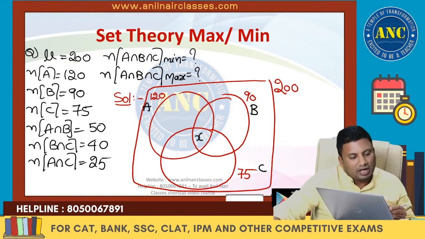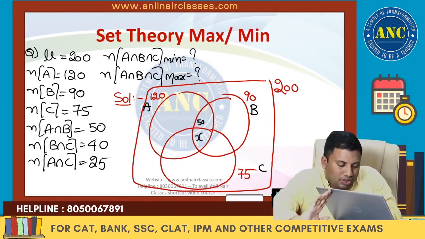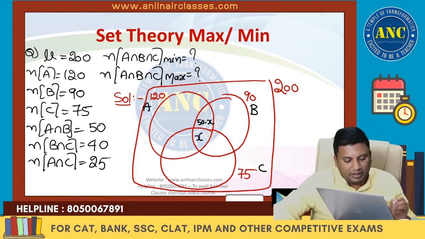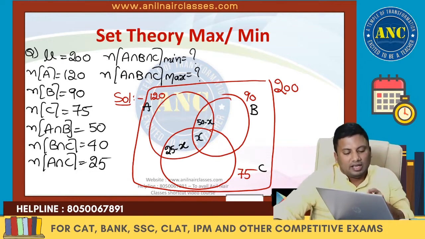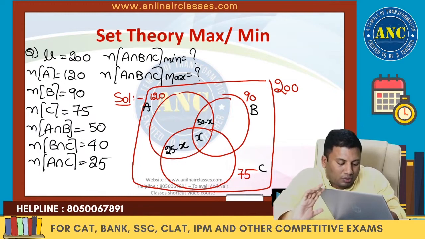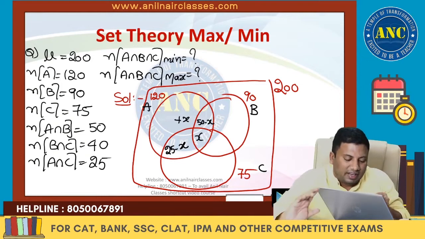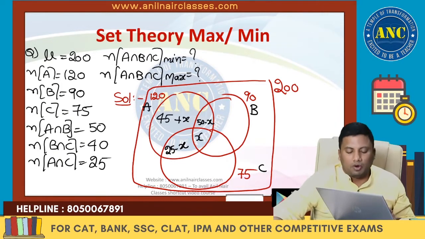Traditional method. A intersection B is 50, so this will be 50 minus X. A intersection C will be 25. Already X is present, so it is 25 minus X. A is 120, which is constant. There are 2 minus X, so there will be one more plus X. 50 plus 25 is 75, so this will be 45 plus X. I hope it is clear.